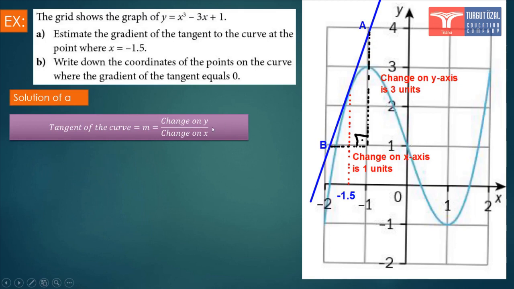Then we can just use the formula again, change in y over change in x, and as you see, change in y is 3 squares or 3 units, change in x is 1 unit or 1 square, and it is 3 over 1, equal to 3.